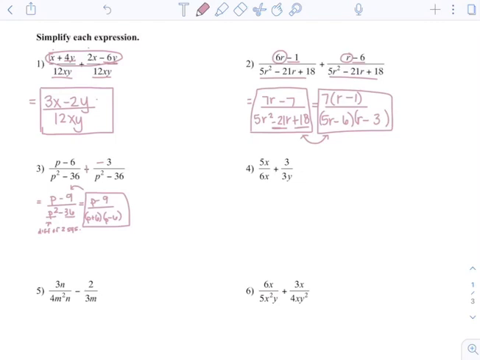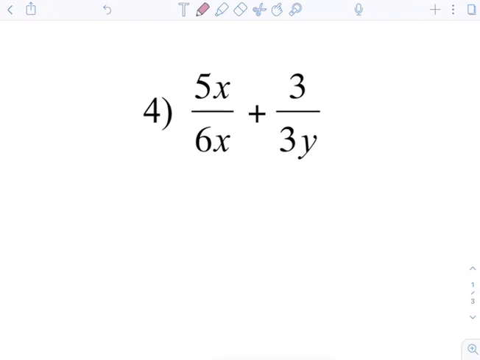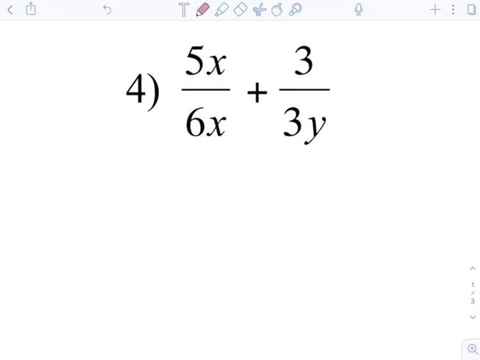Okay, number 4, I'm noticing that I do not have a common denominator, so I need to figure out how to do that. Since these are monomials, there's no addition or subtraction in the denominator, so I don't have to factor anything. What you're going to do is think, how can I make these denominators look exactly the same? You can't take away anything from a denominator, you can only add things to it. So I need this to keep the y. I can't get rid of the y, and in this one I can't get rid of the x.